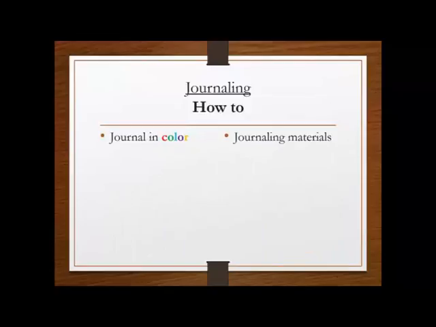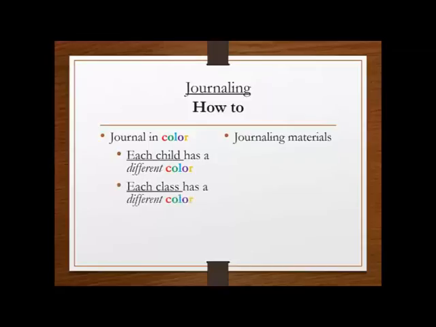So first off, we want to journal in color. That means that each child has a different color, or if you volunteer at a co-op, each class is going to have a different color. Now we do this so that it's easily identifiable when you're wanting to go back and revisit your journals.